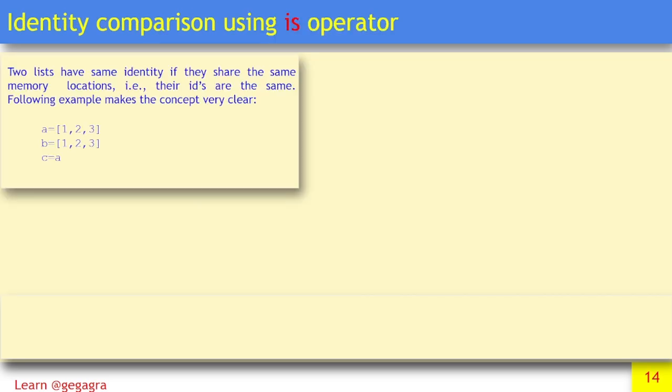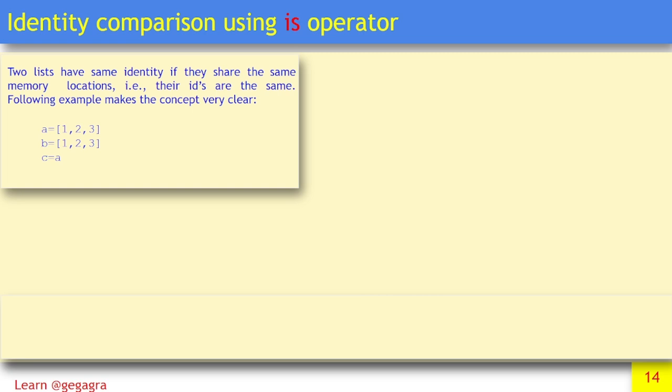But when we come to compare the identity using the is operator, then the scene is different. Two lists have the same identity if they share the same memory location. If two lists have the same identity, this is possible when they share the same location, that is, their IDs are the same.